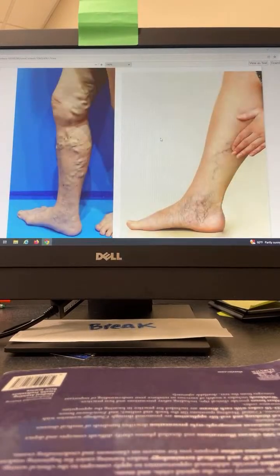I'll show you a picture here. On the left is a really bad case of varicose veins. You can see how they're all twisted and bunched up on each other. The right side isn't as bad, it's more of the beginning stages. You can see the veins are kind of ruptured and fragile and bleeding.